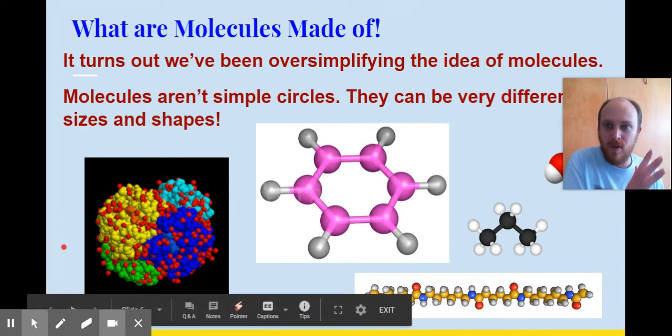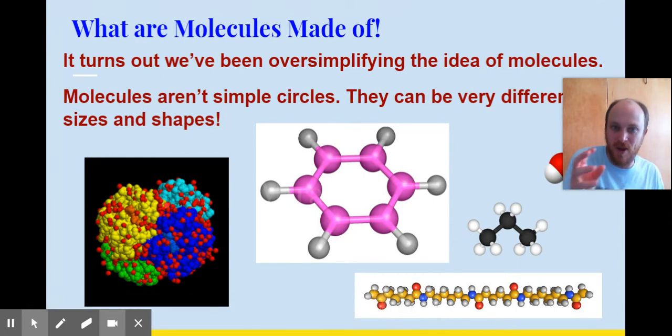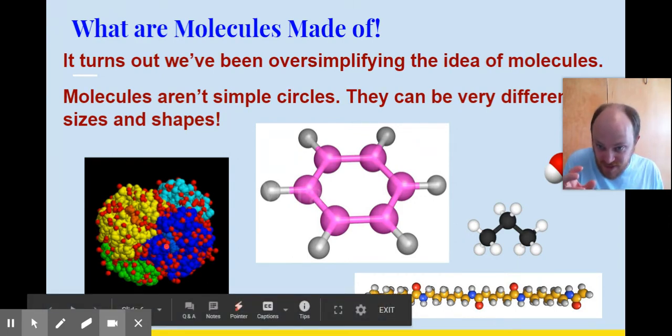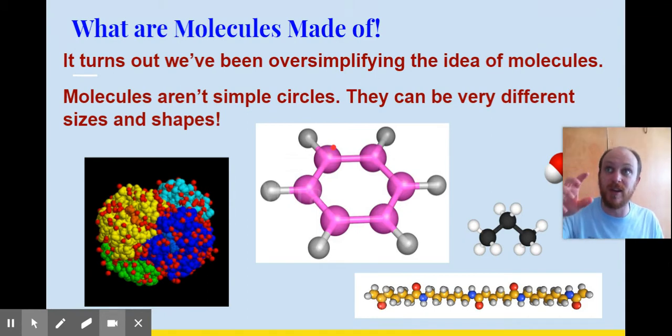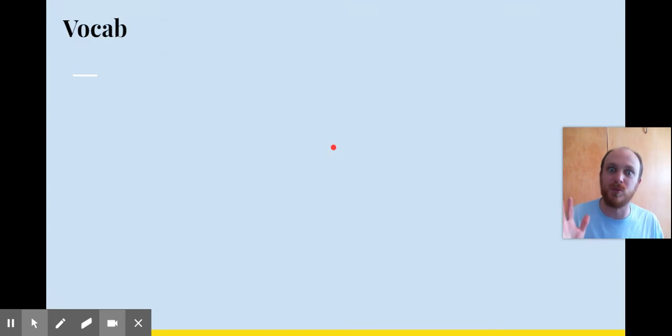You can see these are so different in size and shape. This isn't to scale. Look, these balls should all be about the same size. Each of these little tiny circles should be the same size as these, but I can't fit them all on the screen that way. But molecules can be really, really different. And this unit right now is us looking at the different types of molecules there can be and how they're different from each other, which is super fun.